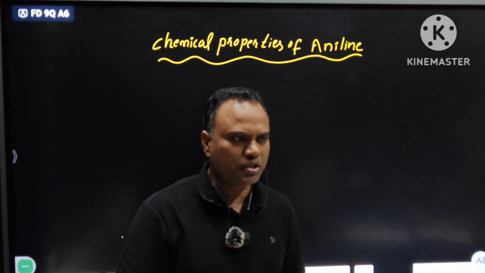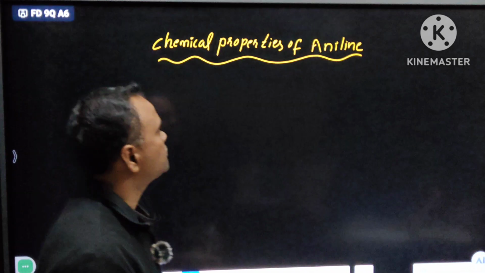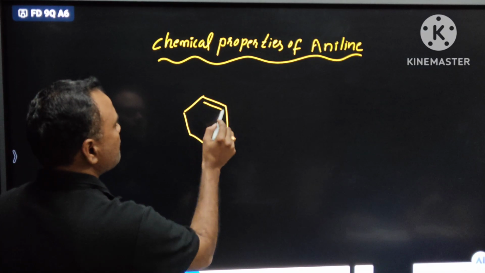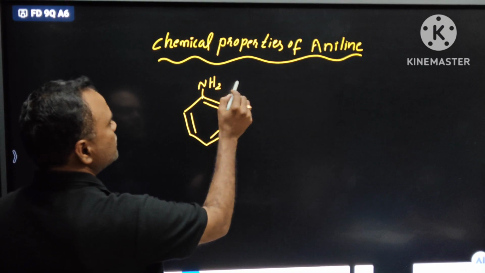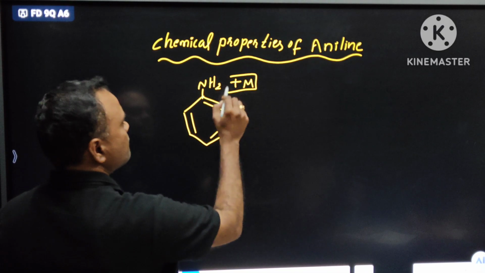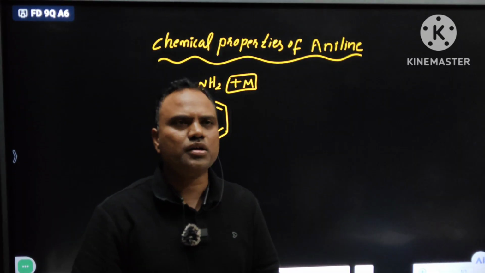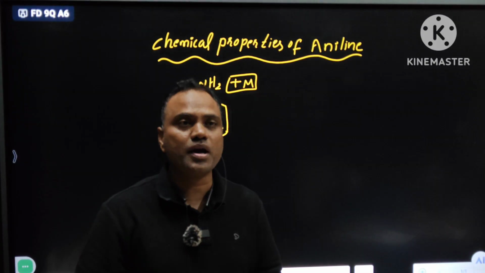In the chemical properties category, let us compare the reactivity. NH2 on the benzene ring is an electron donating group. This is a plus M group, an electron donating group. All electron donating groups are ring activating and ortho para directing groups.